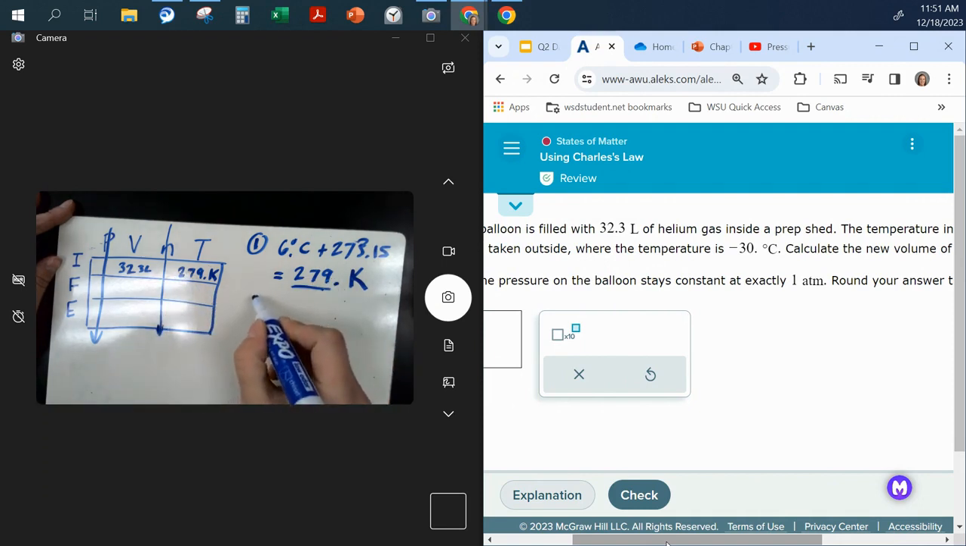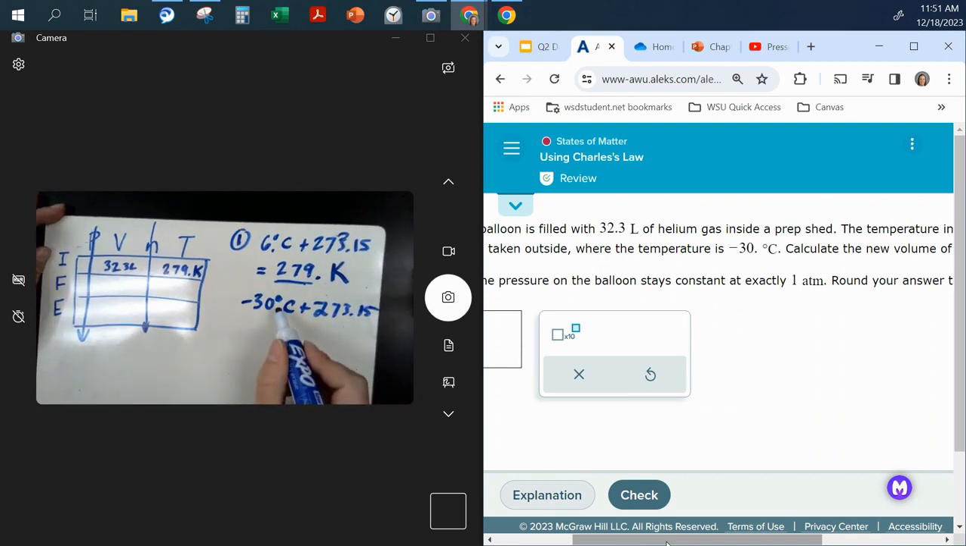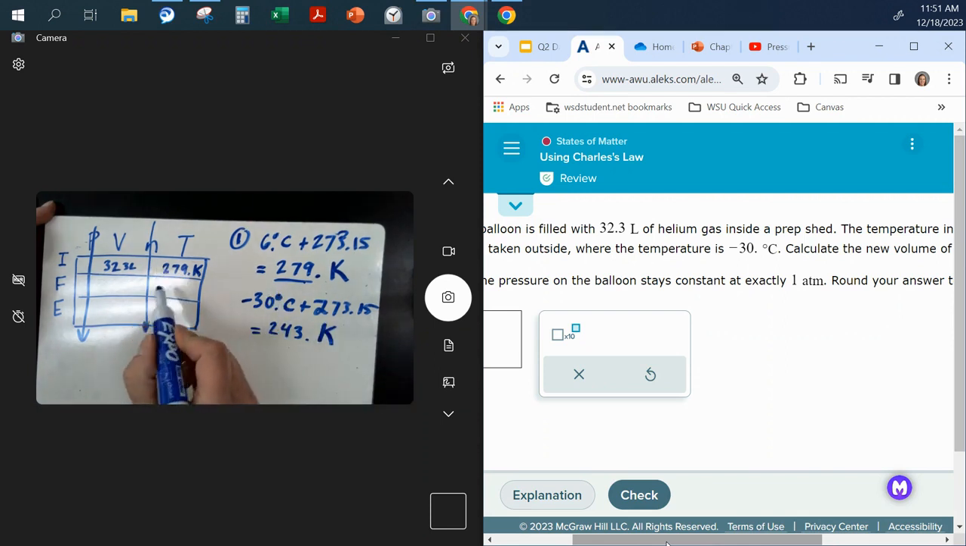Then it says we go outside and the temperature is minus 30. So let's change that to Kelvin from Celsius. Basically 273 minus 30. This also has no decimal places, so we should end up with 3 sig figs. Is that 240? 243? I'm going to say that's 243. So that goes here, 243 Kelvin.